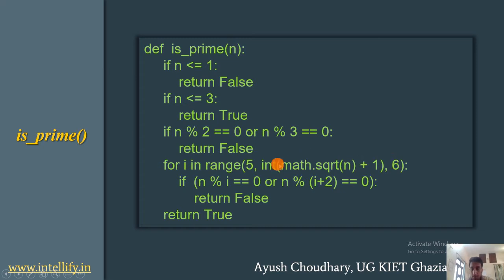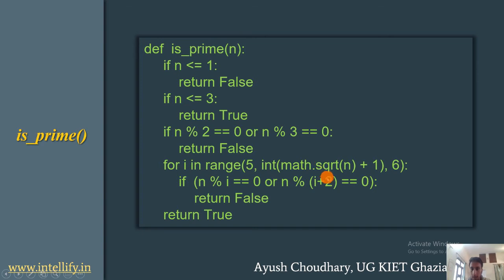And why 6? Because I've taken the step of 6 each time. Initially if we start with 5, then we do not need to check 6, because I already checked it for 3 and 2, so no need to check for 6. Then I will check it for 7, so that's why I've taken i and i plus 2. So 5 it will check, and then it will check 7 at the same time in the same loop. Okay, then in the second iteration comes 8, so it need not check 8, because I have already checked for 2, so 8 is not required.